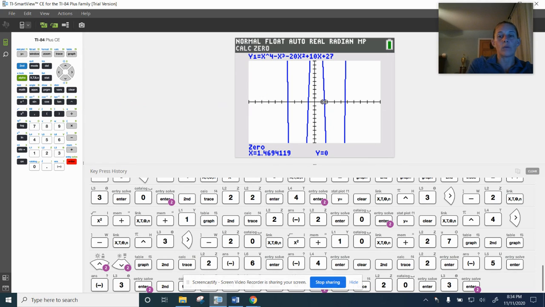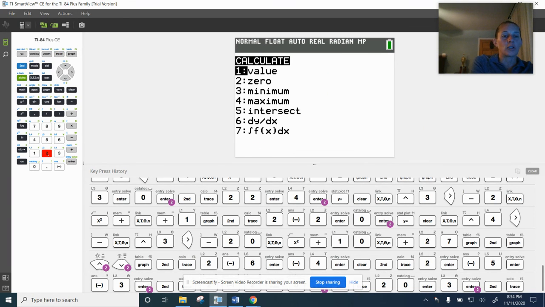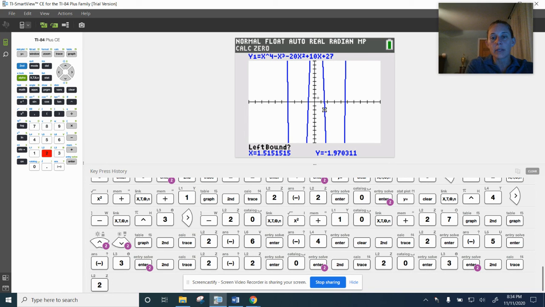And my final one, second trace. Option 2, find the 0. I'm going to say this one is 1, 2, 3, 4, 5. It's very close to the 5. So I'm going to say 4 is my left bound. 6 is my right bound. And then I'm going to guess it.